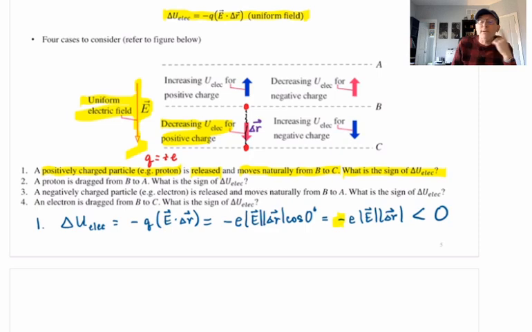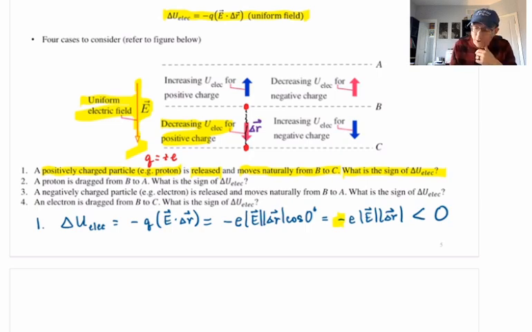Note the same thing would happen in the gravitational case, where I have a uniform gravitational field downward, and I take a particle of mass m and I just let go at level B. Then yes, it will move to level C, and it will decrease its gravitational potential energy. Okay, now let's look at case 2.